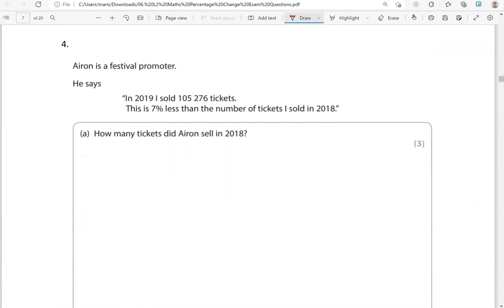Aaron is a festival promoter. He says, in 2019 I sold 105,276 tickets. This is 7% less than the number of tickets I sold in 2018. How many tickets did Aaron sell in 2018? So let's represent the original number, the 2018 number, by 100%.